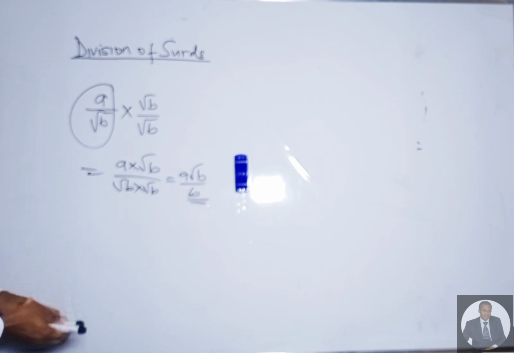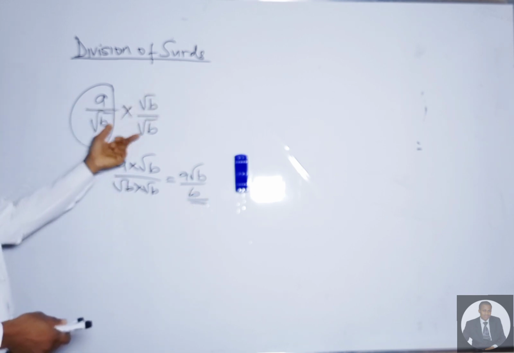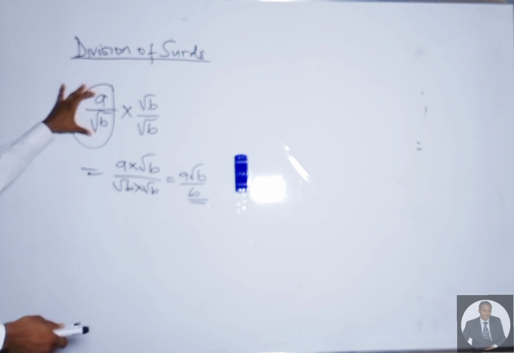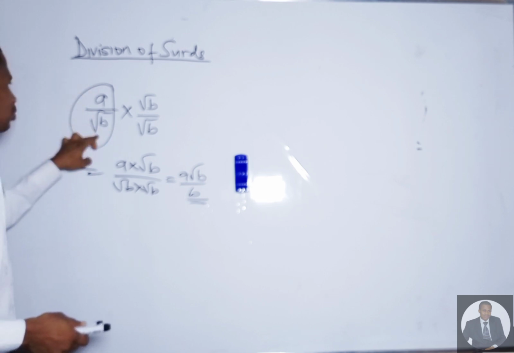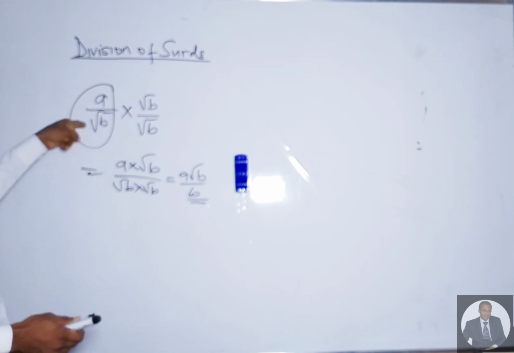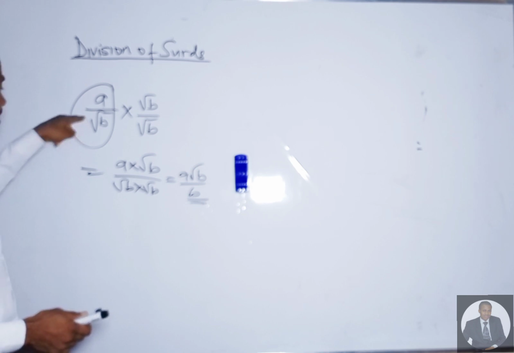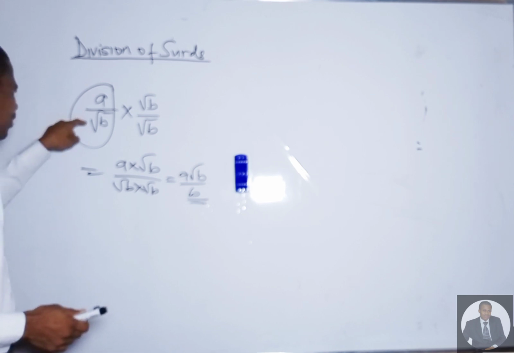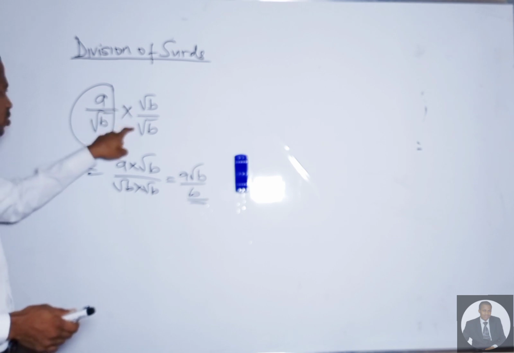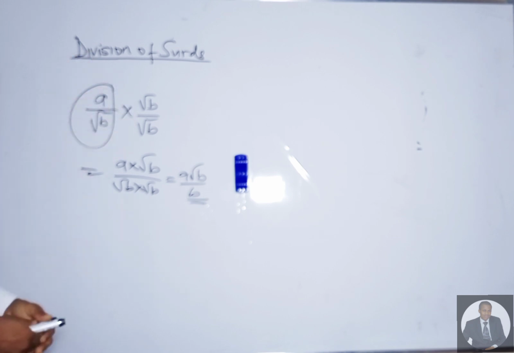We don't leave a fraction that has a surd as the denominator that way. We rationalize it by making sure that we multiply the denominator that is the surd by the same factor, and then that same factor multiplies the numerator.